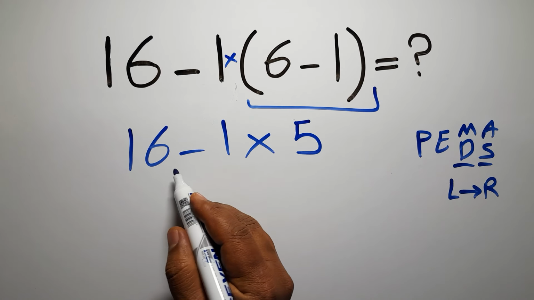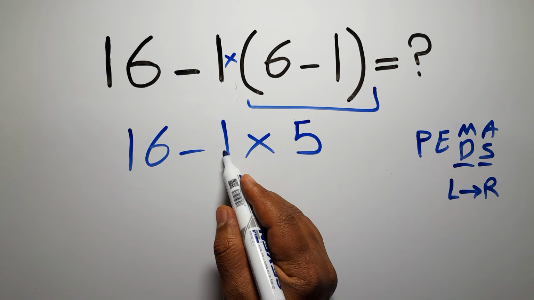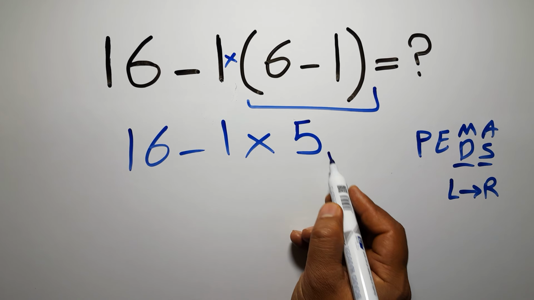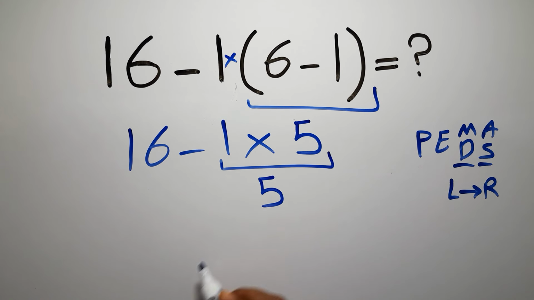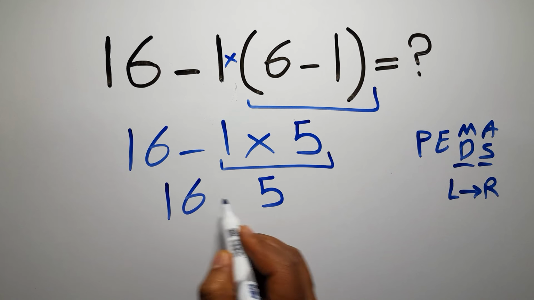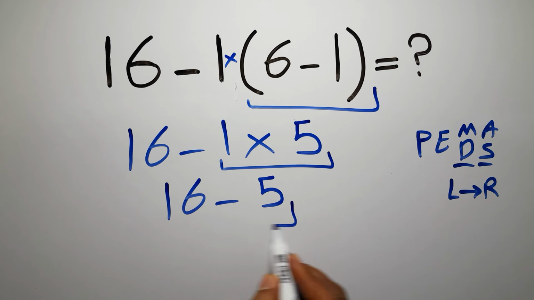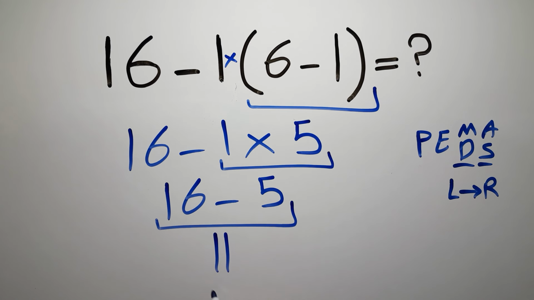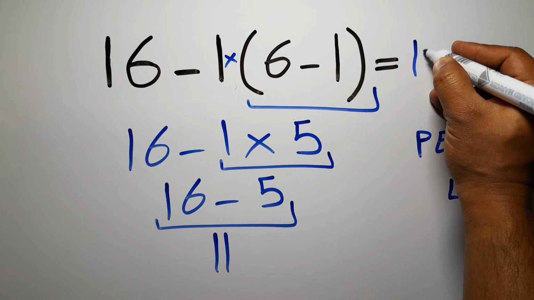Okay, so here first we have to do this multiplication. 1 times 5 gives us just 5. So we have 16 minus 5, which equals 11. And this is our final answer to this problem. The correct answer is 11.